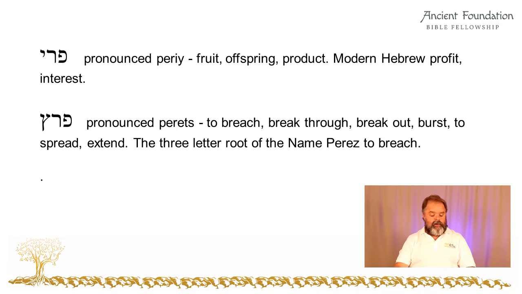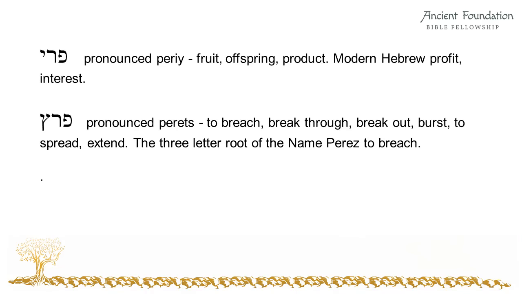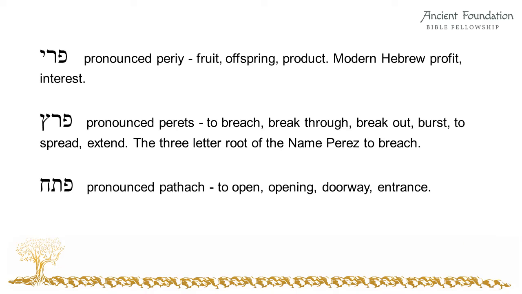And the last word I want to show you that starts with the letter Pei is pronounced Pathak. And it means to open. It's an opening or a doorway, an entrance.